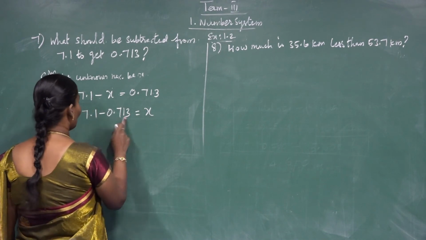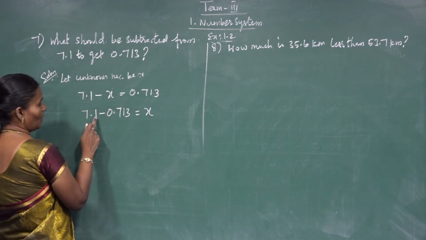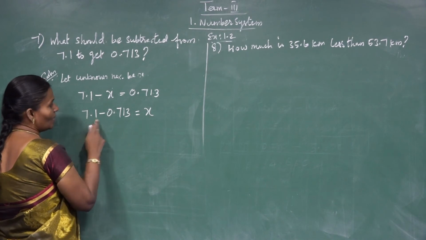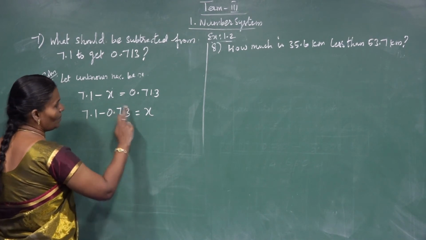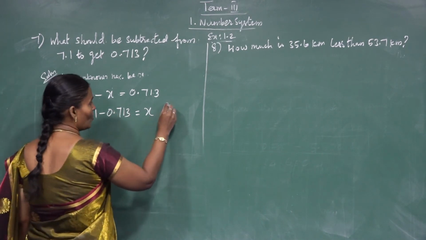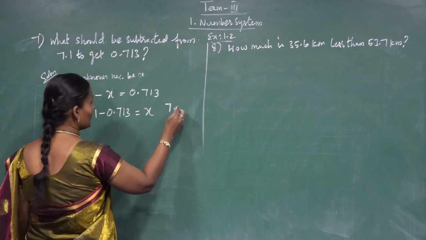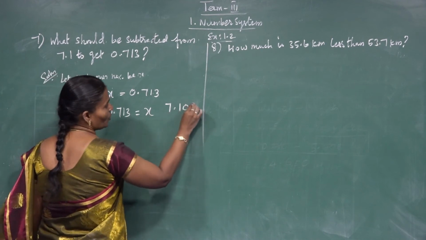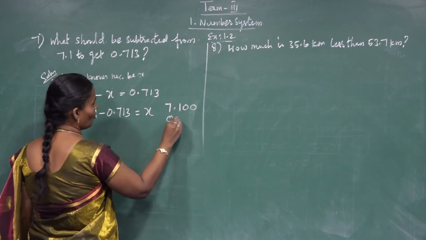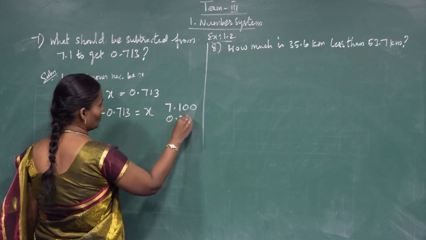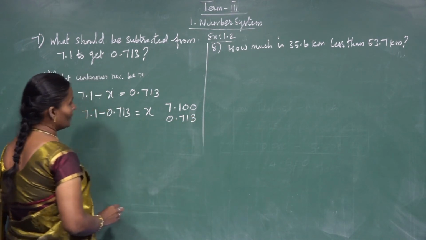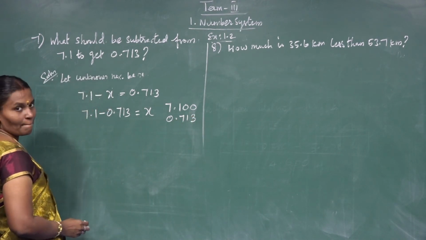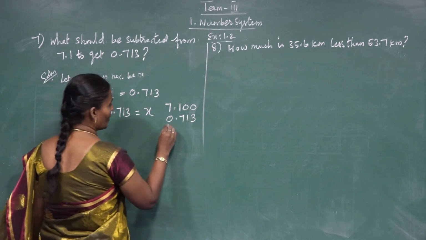So now subtract these two. See here, there is only one decimal place, but here there are three decimal places. So how do you write here? 7.1, so here two decimal places, you put 0, 0. Then next 0.713. Understand, children?